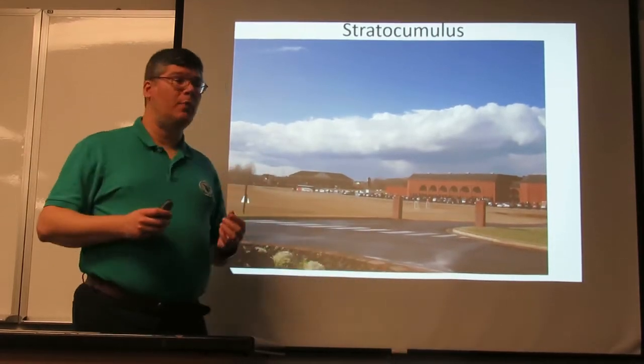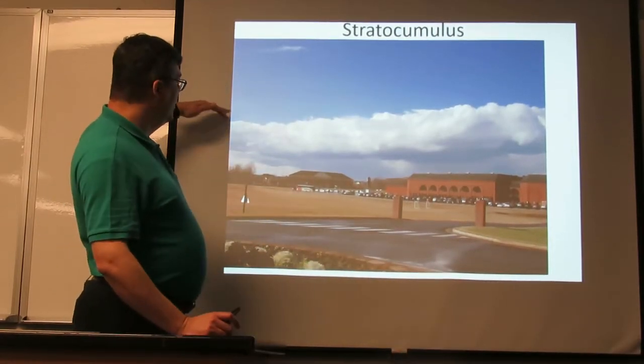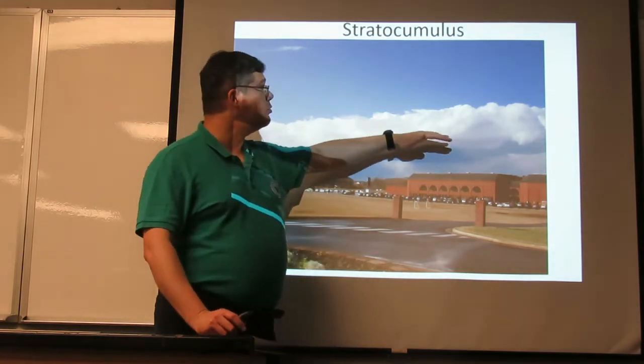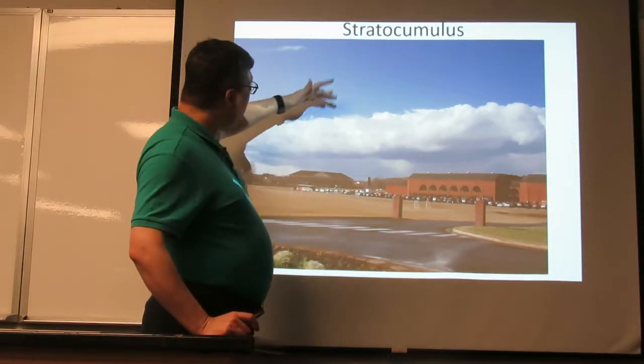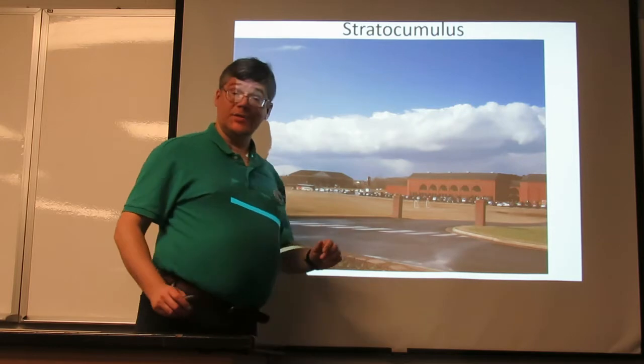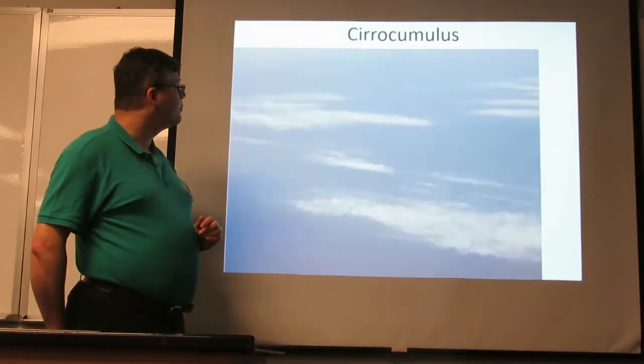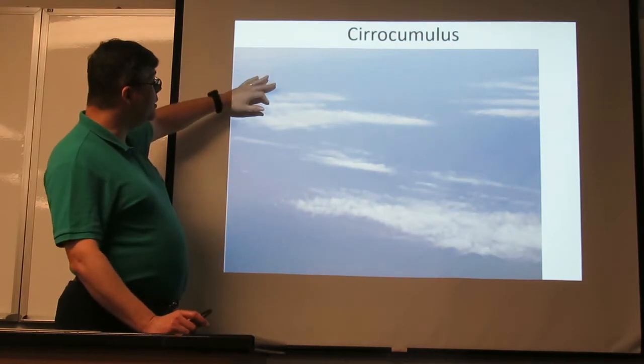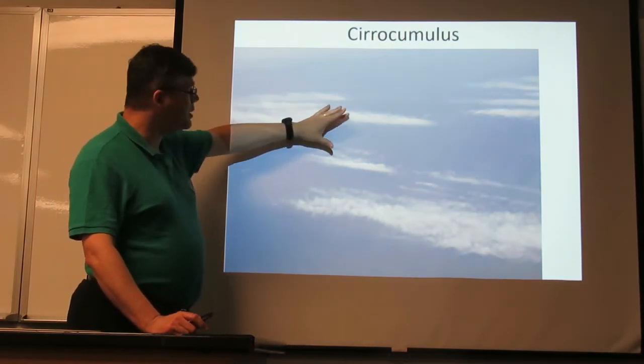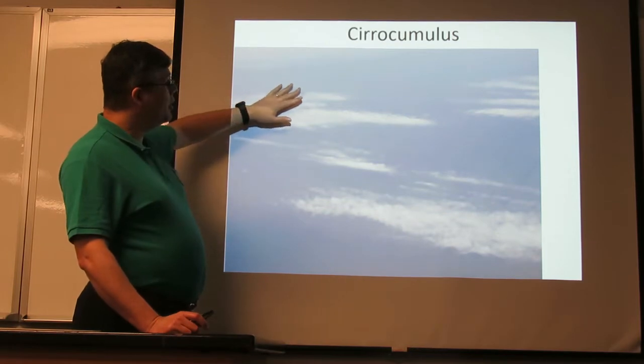Okay, a few examples of cloud types. Layer here, so stratus, but it's fairly thick, kind of puffy, lumpy layer. So this would be stratocumulus. Cirrocumulus, patchy, kind of like a pile of cotton balls.